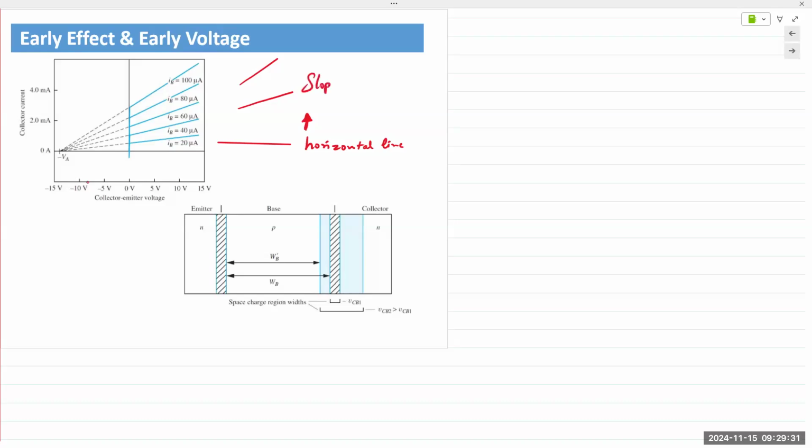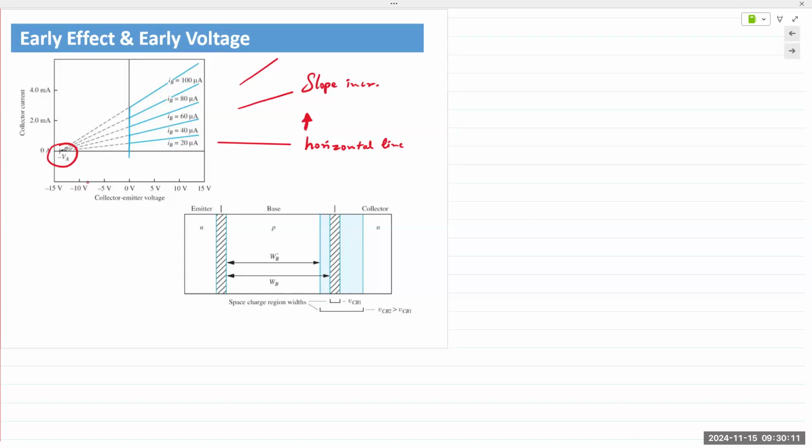And so the slope increases as the input voltage increases and the collector emitter voltage increases. So James Early noticed that if he extrapolated all those curves onto the negative axis, they all seem to converge at one single point, or around one single point. I wouldn't say exactly at the same point, but around one single point. That voltage came to be known as the early voltage, and the effect that he noticed came to be known as the early effect.